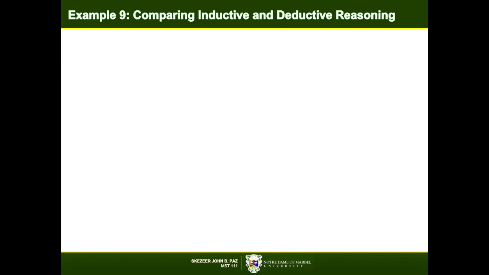We have already used inductive reasoning to form a conjecture, and in order for us to prove that conjecture, we just needed to use the deductive reasoning. And also, we've discussed that in order for us to disprove that specific conjecture, we just need a counterexample. This time, we will compare inductive and deductive reasoning.